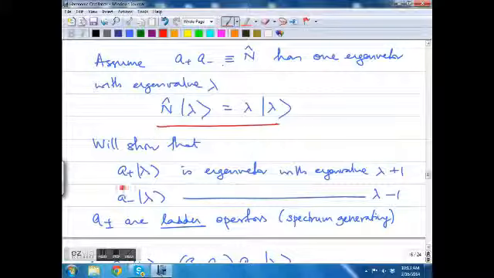This we do by acting with a plus on lambda, which gives us the relevant eigenvector. And from the eigenvector lambda we can also construct another eigenvector with a smaller eigenvalue, namely lambda minus 1, by acting with a minus on the eigenvector with eigenvalue lambda. So in this fashion, a plus and a minus will be what are called ladder operators or spectrum generating operators. Given one eigenvector with an eigenvalue, it will give us other eigenvectors with eigenvalues which are either larger or smaller.